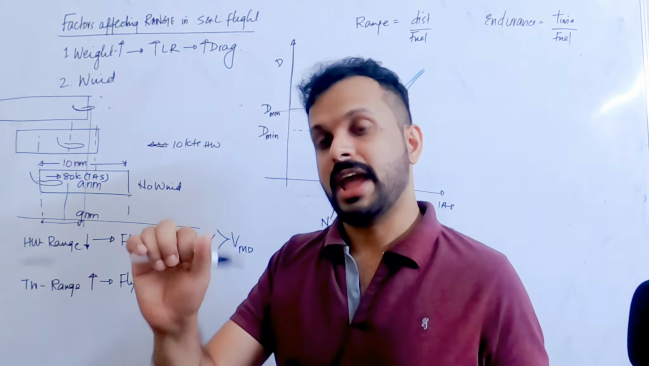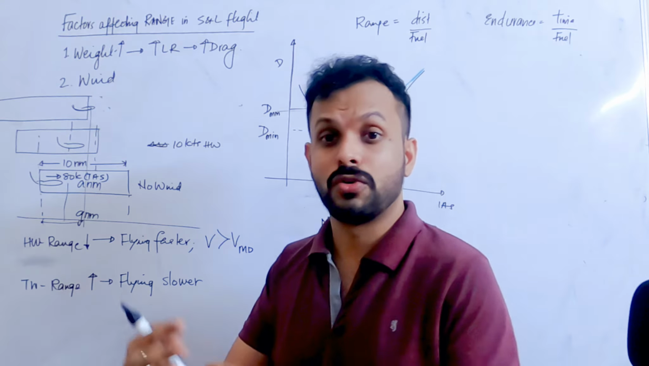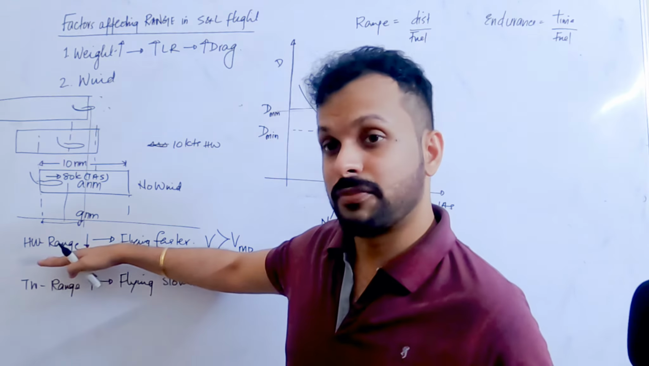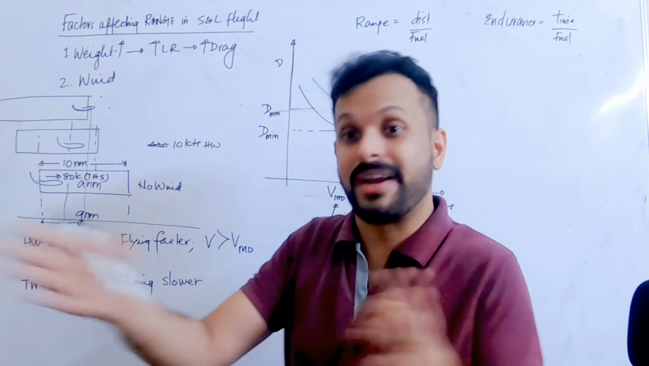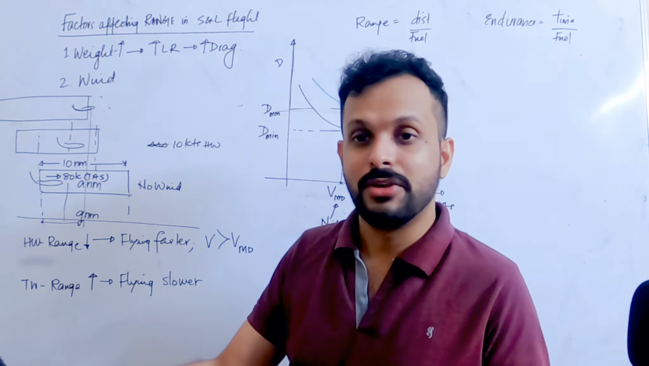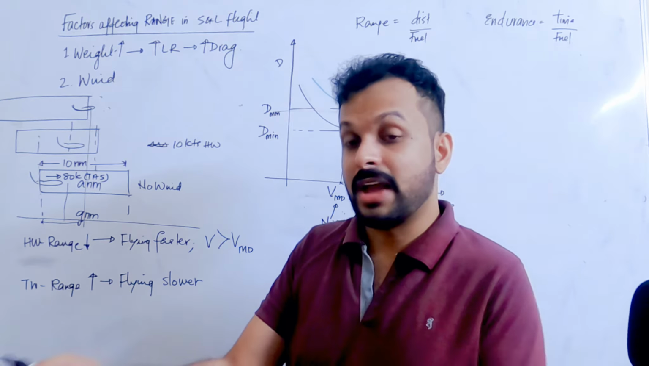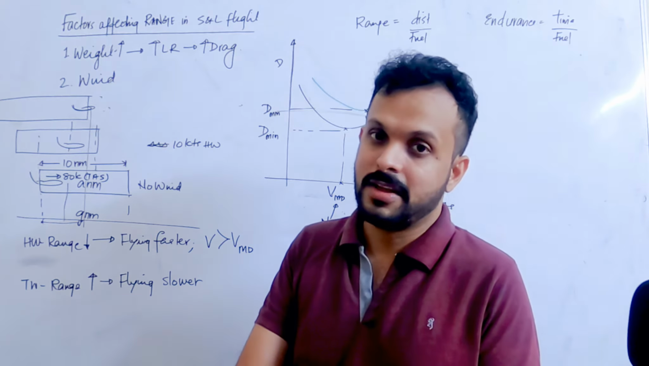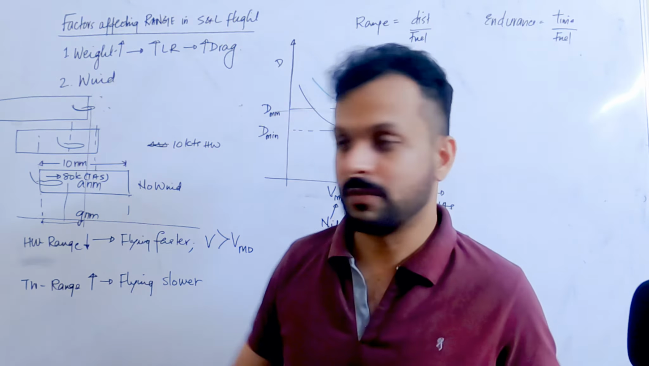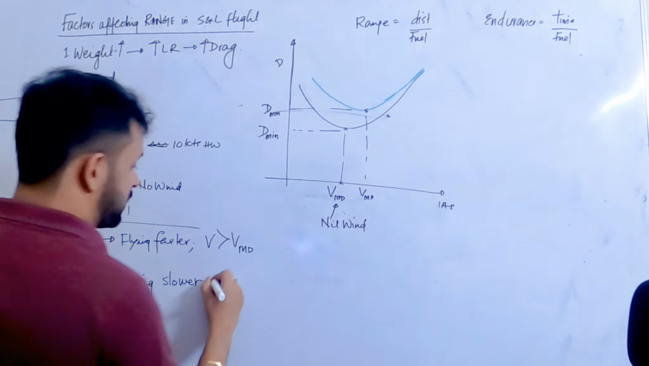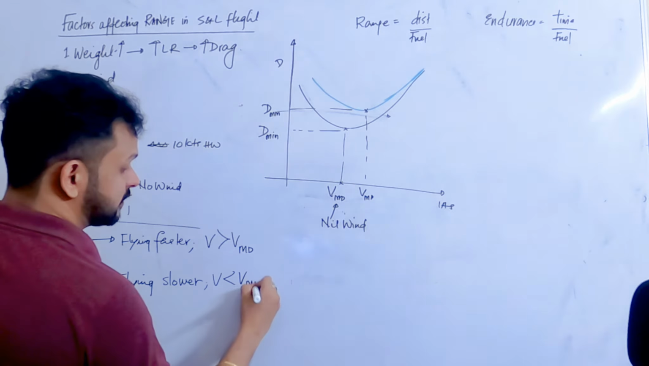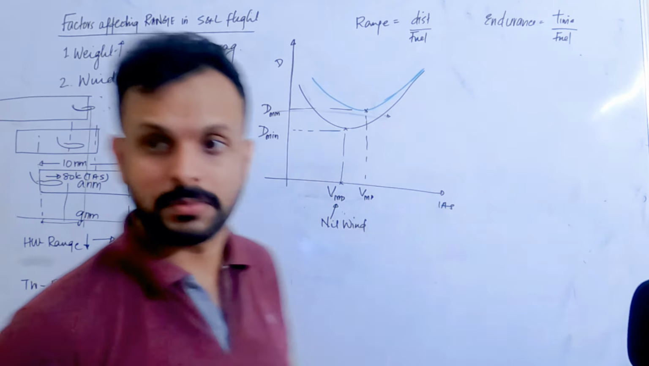Right? So understand, headwind is going to reduce the range, tailwind is going to increase the range. And if you can fly quicker or fly faster through headwind, you can minimize the effect of headwind. And if you fly slower through tailwind, then you can maximize the effect of tailwind. So flying slower means you will be having a speed that is less than the minimum drag speed.